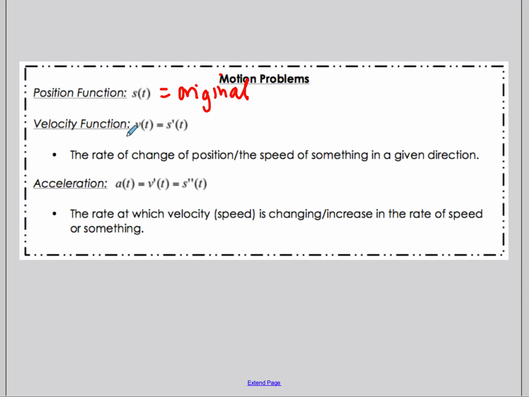Okay. The next thing is your velocity. Remember, velocity is speed, but with direction. So it could be positive and it could be negative. If I have negative speed, that means I'm either going down or in the direction of left. If I have positive speed, it means I'm going up or I'm going to the right. Okay. And what is velocity? Velocity is your derivative.